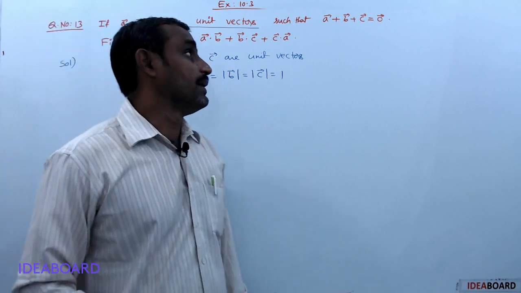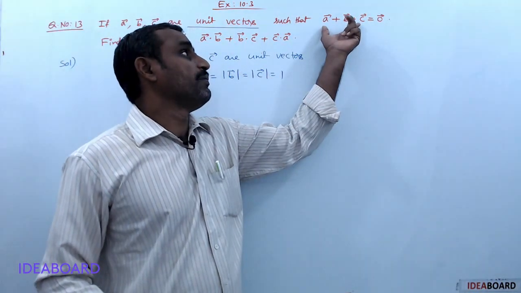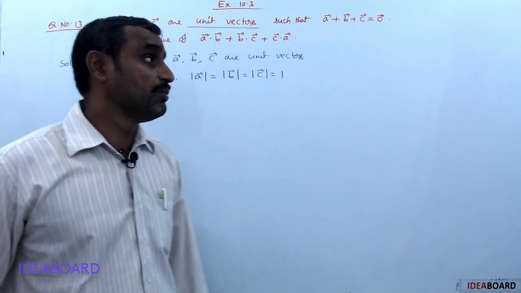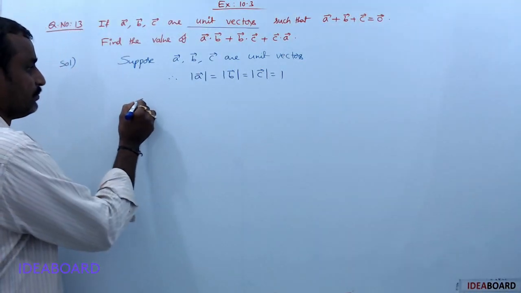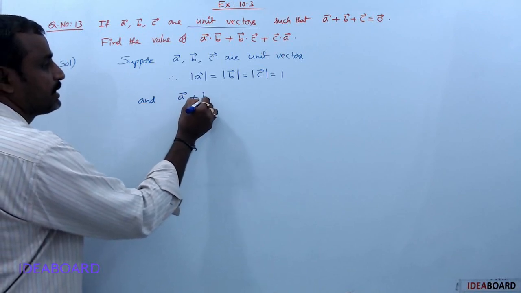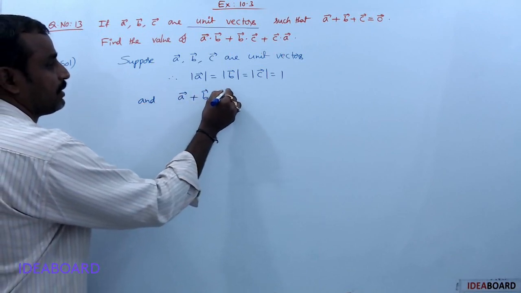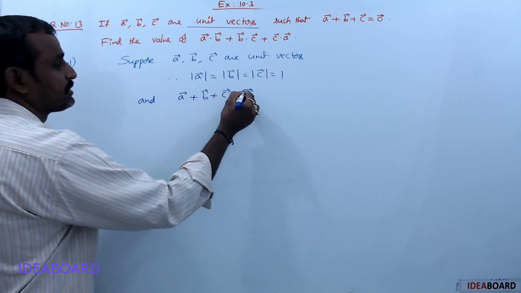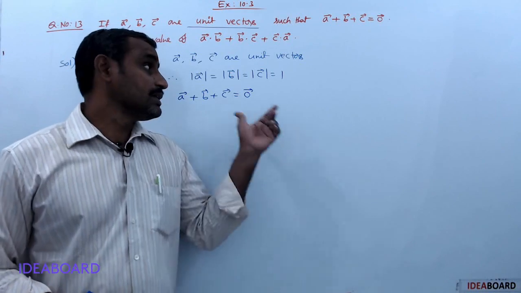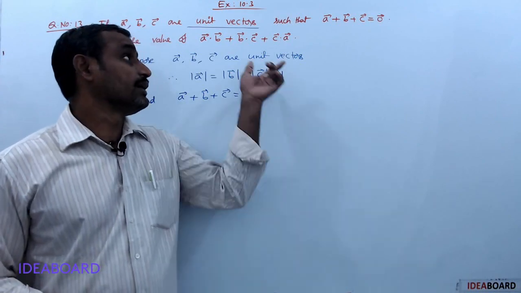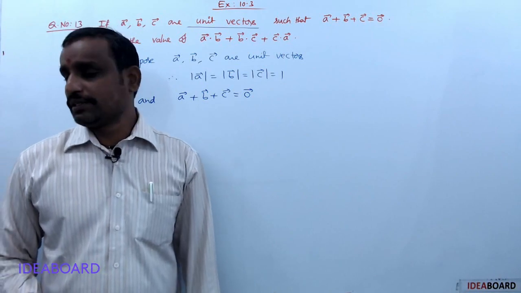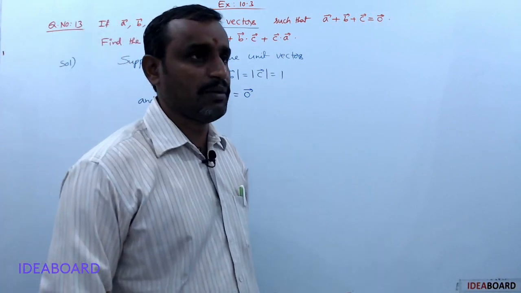And a bar plus b bar plus c bar is equal to 0 bar, as given. The sum of three vectors is equal to the null vector. Using this condition, we want to calculate a bar dot b bar plus b bar dot c bar plus c bar dot a bar.